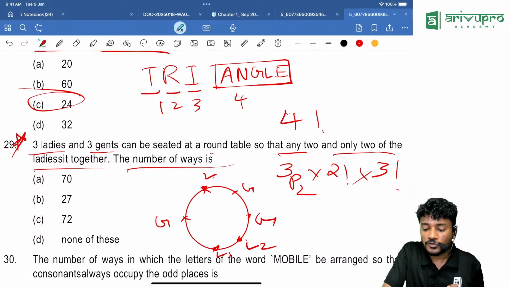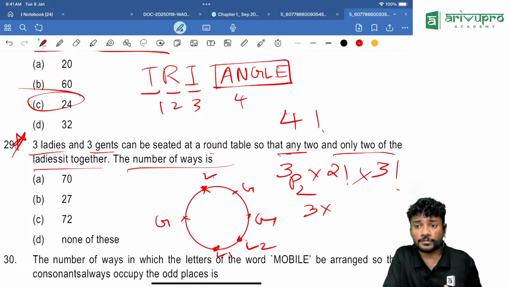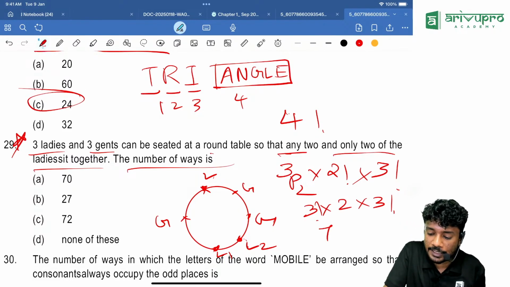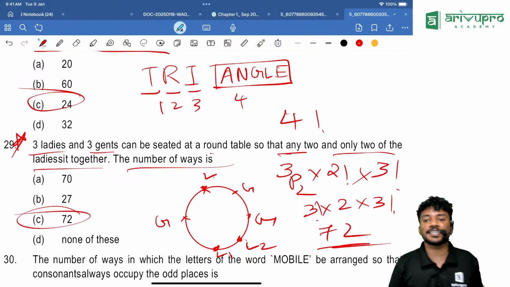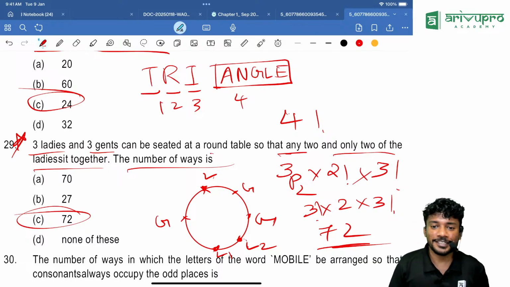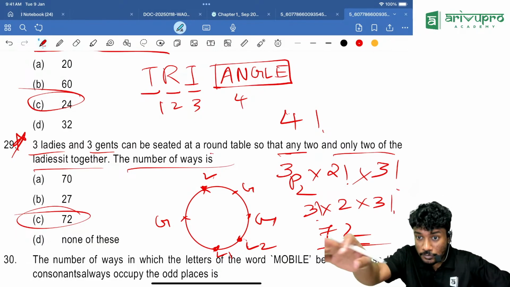Now, what is the answer, people? 3P2 is how much? 3 factorial into 2 into 3 factorial. That is 72. Option C is our answer. It's a very good question. Okay. Did you understand the concept? Yes. Next one. Any doubt?